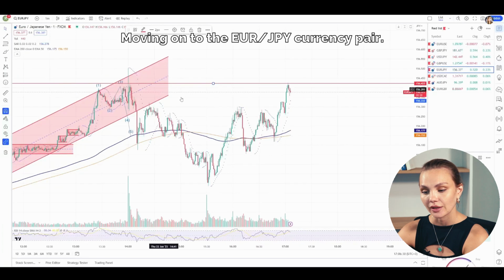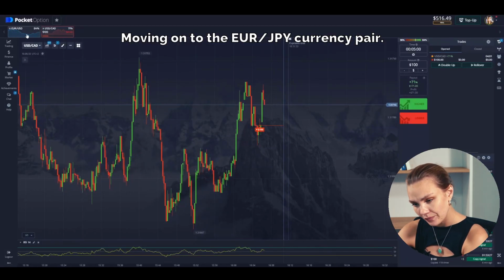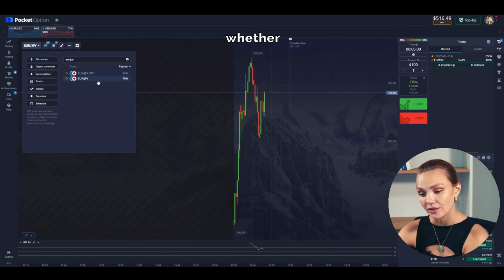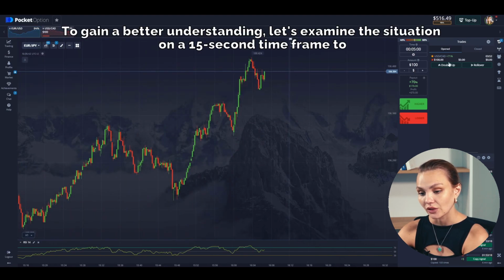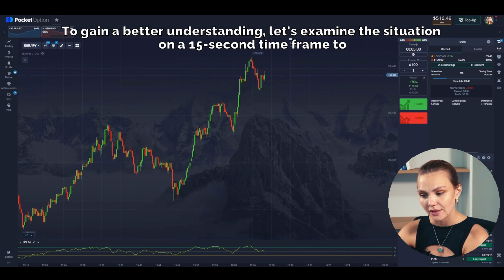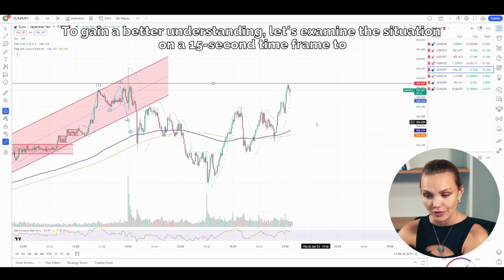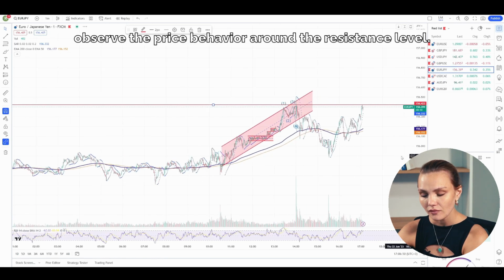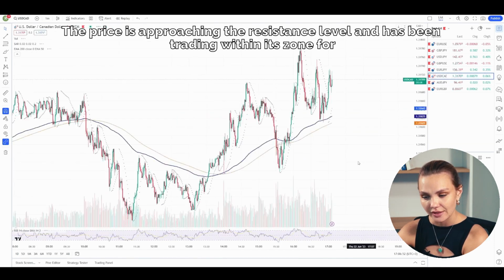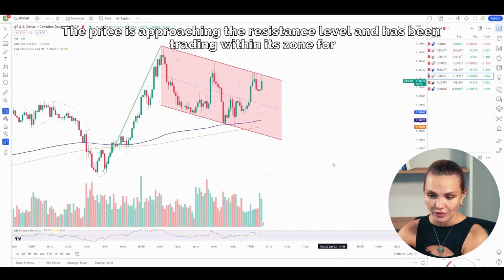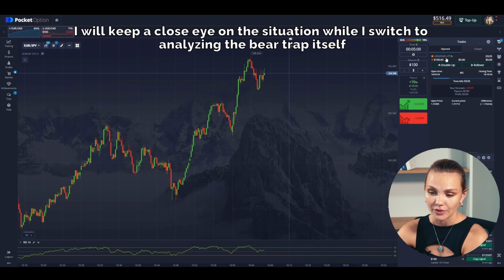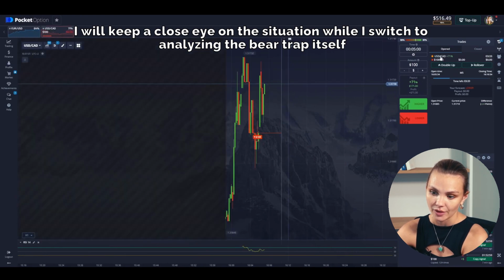Moving on to the EUR and Japanese yen currency pair. The price is currently trading close to a resistance zone and it remains uncertain whether it will break through or not. To gain a better understanding, let's examine the situation on a 15-second time frame to observe the price behavior around the resistance level. The price is approaching the resistance level and has been trading within its zone for some time. We will keep a close eye on the situation while I switch to analyzing the bear trap itself.